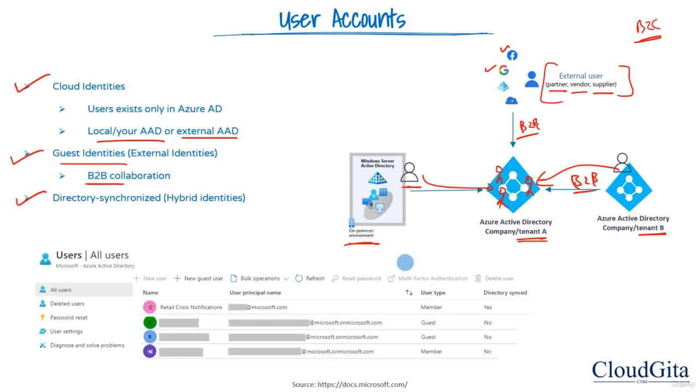Now, when we have these different types of users, this is how it looks. For example, user type is guest. Now guest means it can be from an Active Directory or from an external user. Basically, these are the guest users, right? Or if it is synced with your on-premises environment, you can see that directory sync is yes. That means this is coming from Windows Server. And if sync is no, and he is a member, that means you have created this user within your Active Directory. So let's have a quick demo and see how this works.